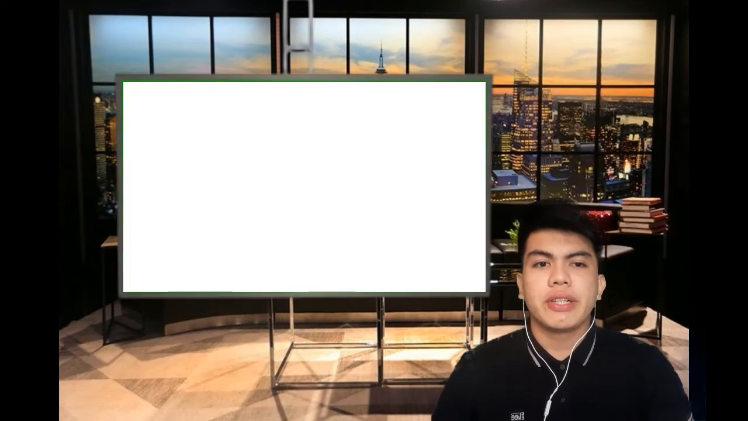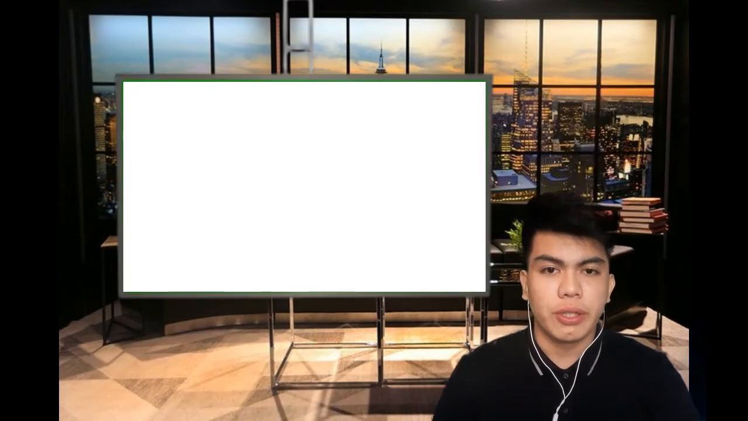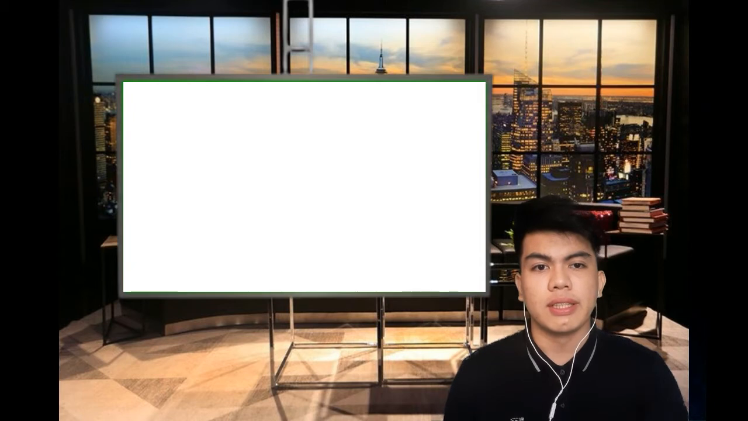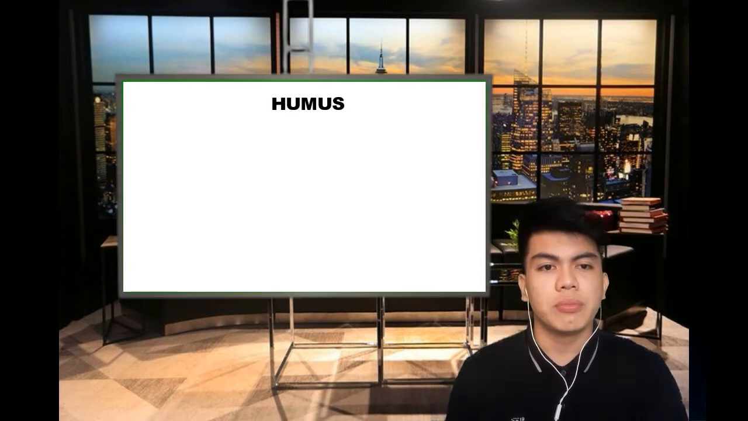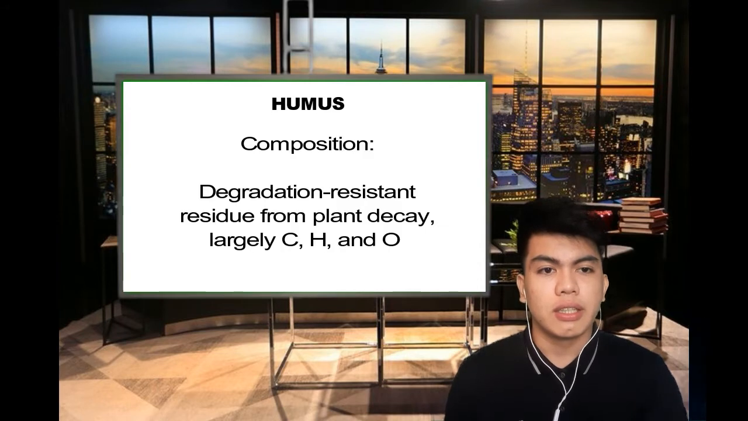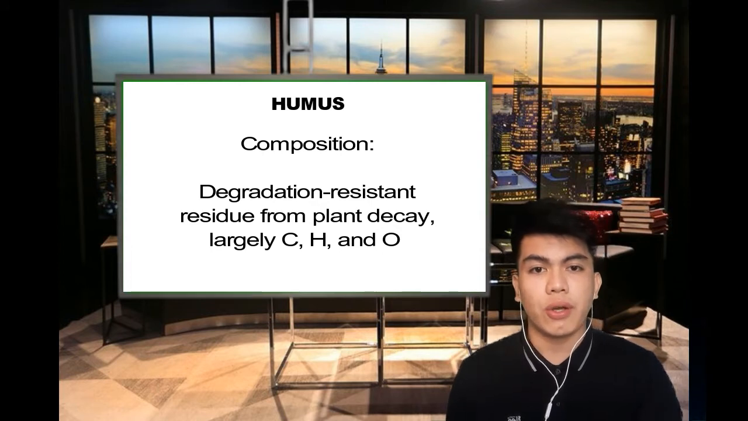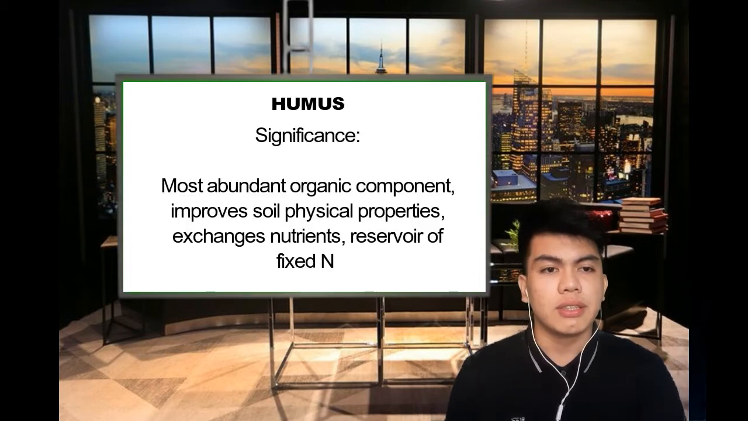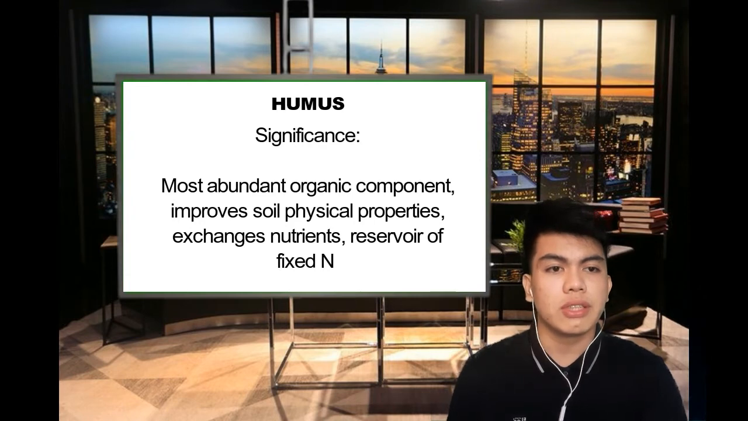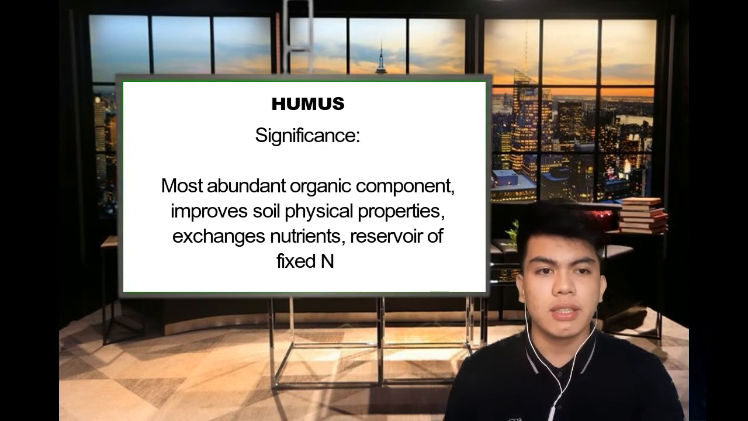So here are the major classes of organic compounds in soil according to Manahan 2010. So first we have the humus. So the composition of humus are the degradation resistant residue from plant decay, largely carbon, hydrogen, and oxygen. And for the significance, it is the most abundant organic component. It improves soil physical properties, exchanges nutrients, and is a reservoir of fixed nitrogen.